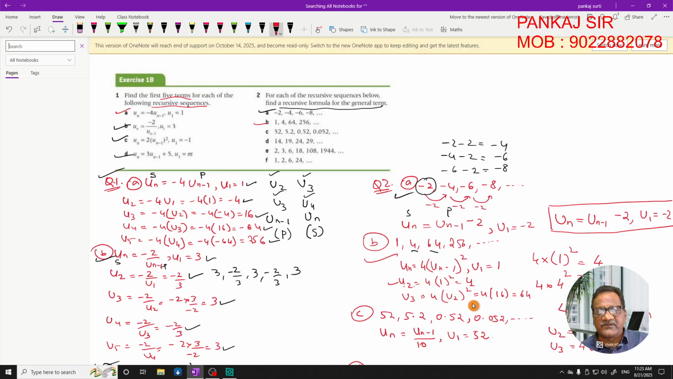So the general formula is nothing but un is equal to 4 times un minus 1. You have to always mention the first term.